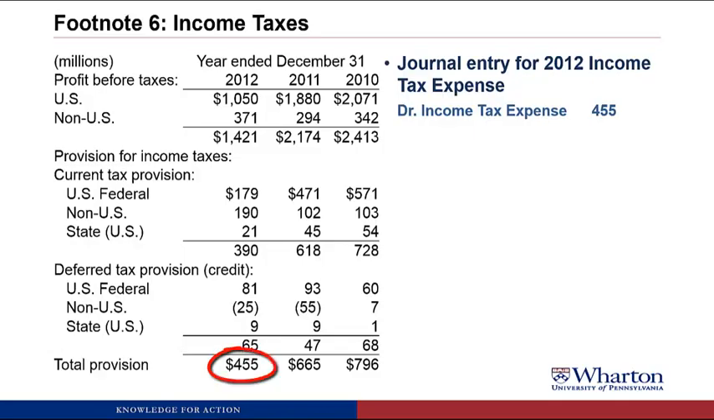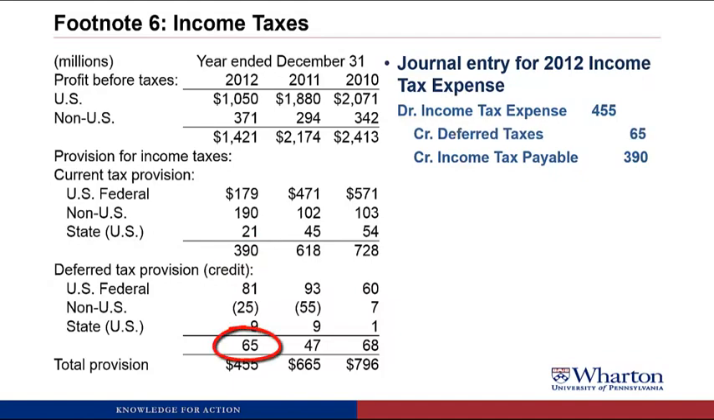So we're debiting income tax expense $455 for that total provision. Moth credited income tax payable of $390 for the current payable portion. This is what we owe the government this period. And then to balance it, there was a credit to deferred taxes of $65, which is what we need to balance this journal entry.